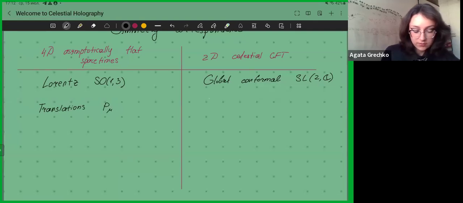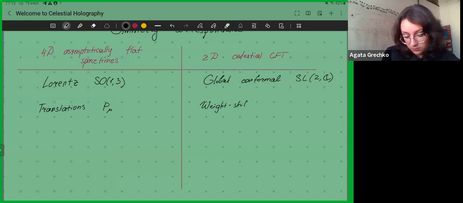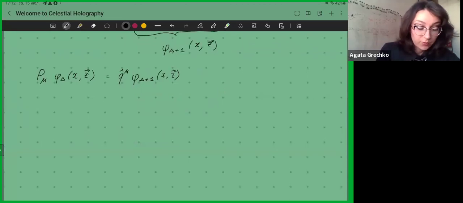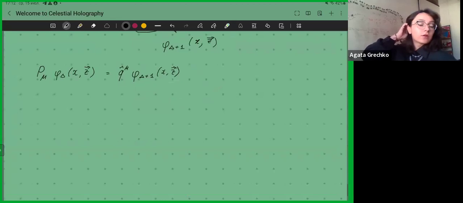Mu is weight shifting generators in our celestial basis. So it takes delta and makes it delta plus 1. And it's also important here to write down the translational generator in form of in a celestial basis, right?